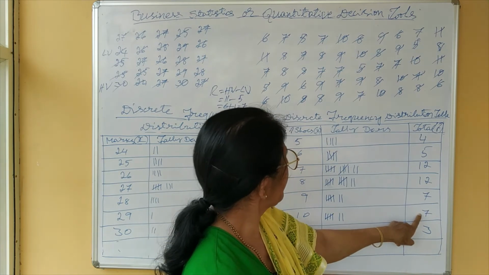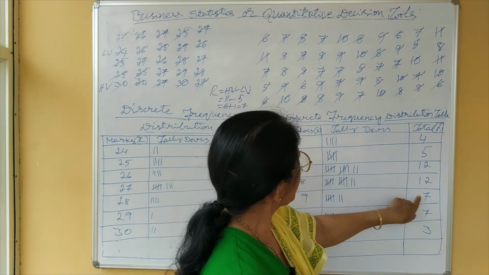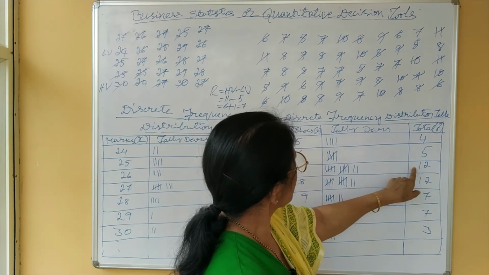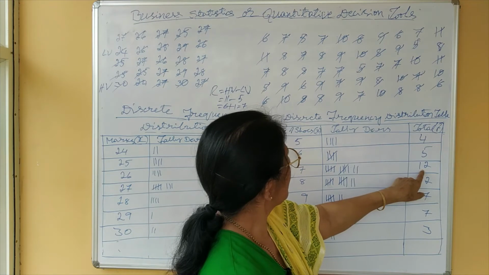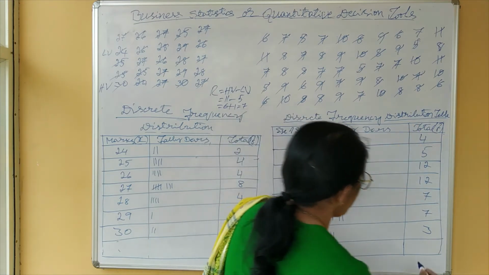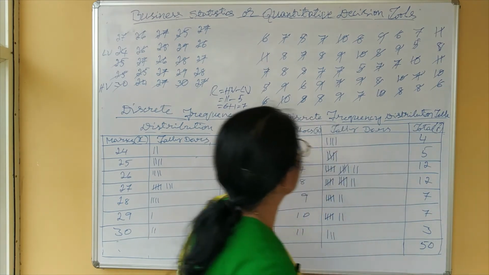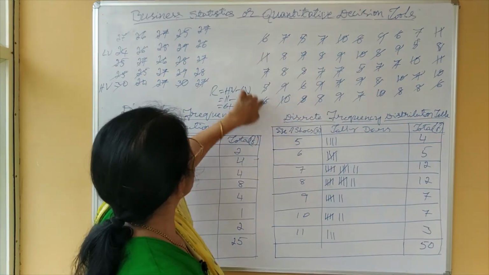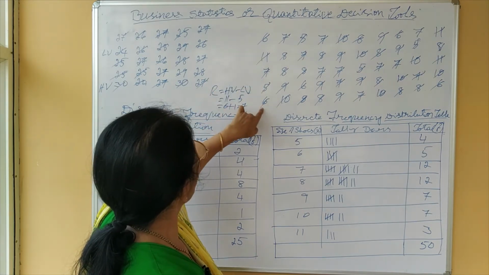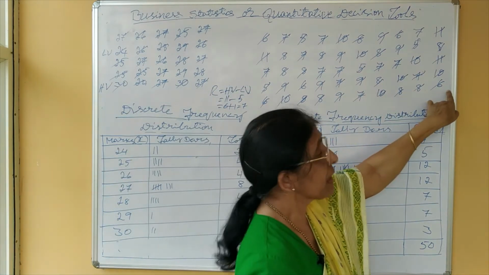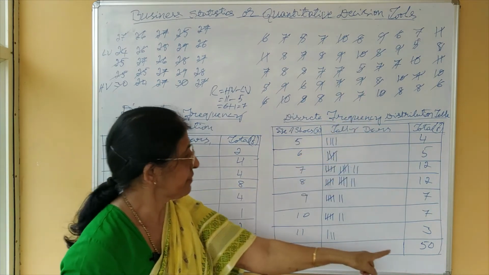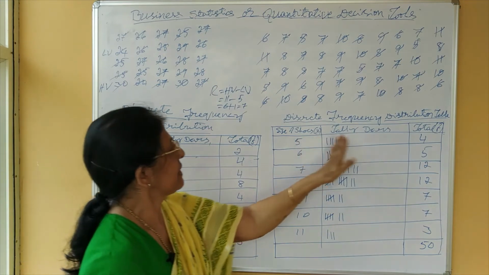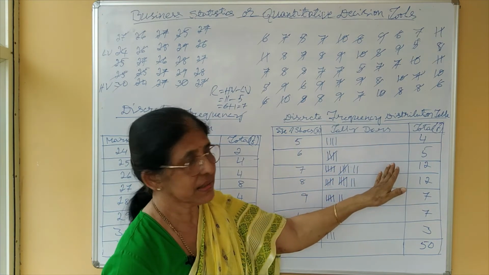Here 3 plus 7, 10, 17, 29, 39, 41, 46, plus 4, 50. Here, the values of variables total in each column. 5 values are there, and 10 columns are there. 10 into 5, 50. Here total is 50. Okay. Now, this frequency distribution table, what does it reveal?